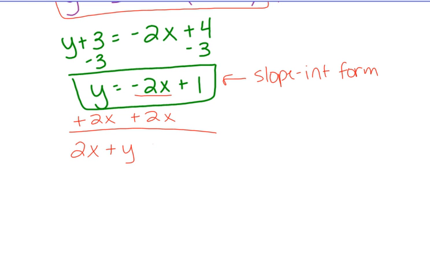2x plus y equals 1. So I'm in standard form, meaning I have an x, a y, an equal sign, and a number. I ask myself, did I break any rules?